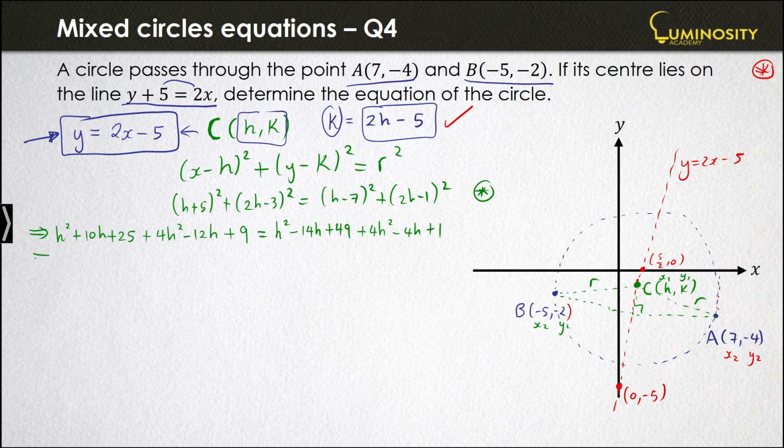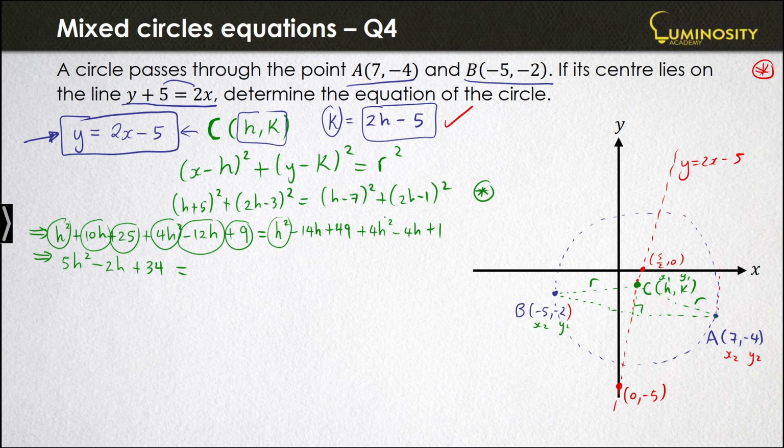Okay, so let's clean up the terms on the left and the right. I have 1h squared and 4h squared, so it gives me 5h squared. Then I've got 10h and negative 12h, that gives me negative 2h. Then I've got 25 and plus 9, that gives me 34, equals.